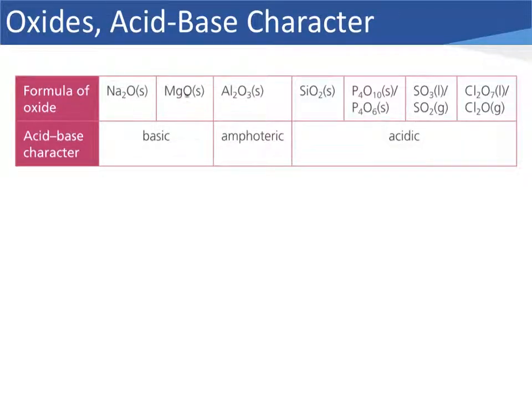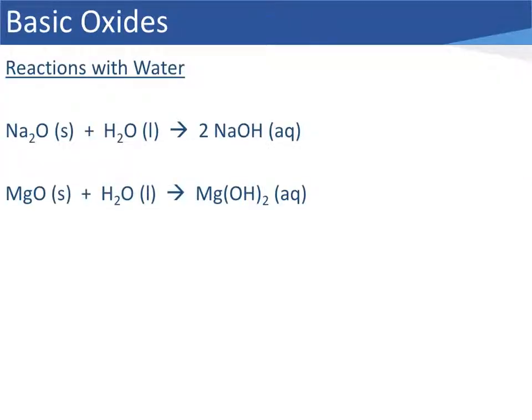Sodium oxide and magnesium oxide are basic in terms of acid-base character. Aluminum oxide is amphoteric, can act as an acid or a base. And then these oxides are called acidic oxides. When they dissolve in water, they form an acid. So let's look at oxides reacting with water. Sodium oxide reacting with water forms sodium hydroxide. Magnesium oxide reacting with water forms magnesium hydroxide.